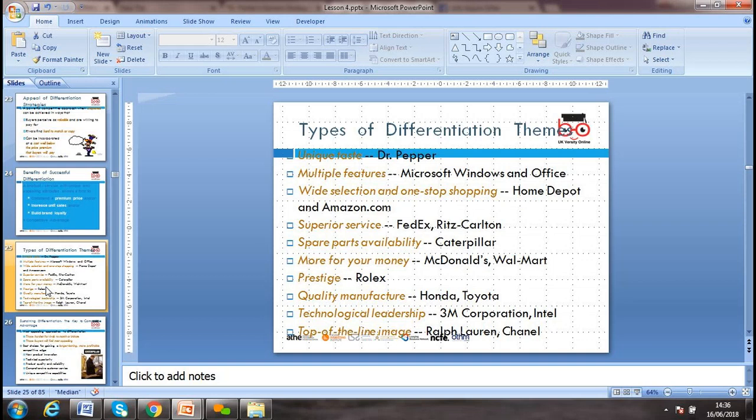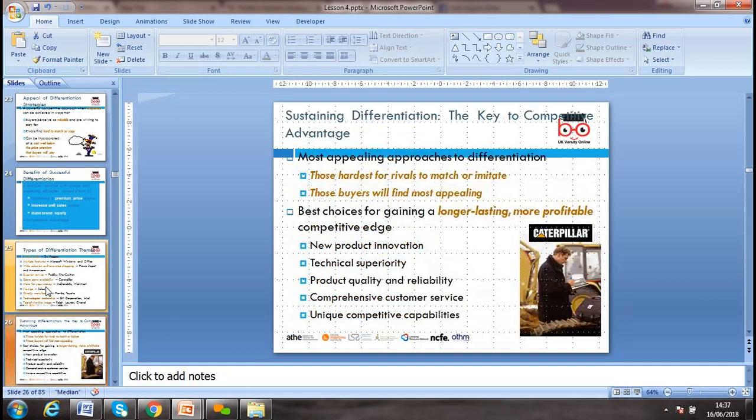More for your money, value for money: McDonald's, Walmart. Walmart is a supermarket. Prestige: Rolex, the Rolex watch. Quality manufacturing: Honda and Toyota. Technological leadership: 3M Corporation, Intel. And top-of-the-line image: Ralph Lauren and Chanel. So these all sustain.